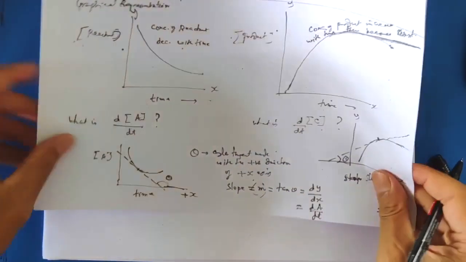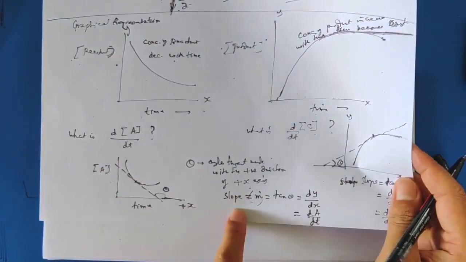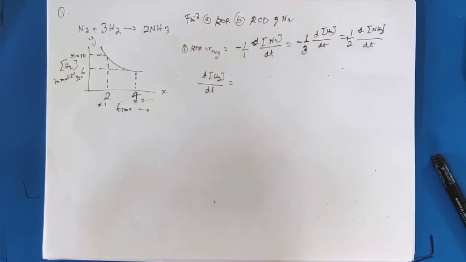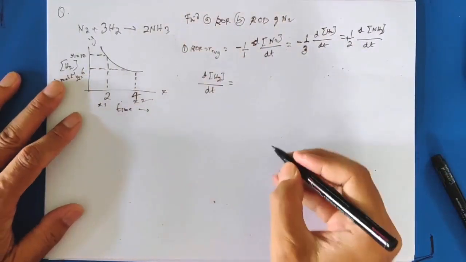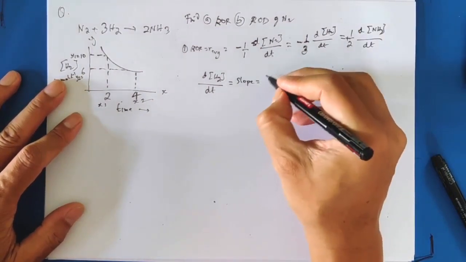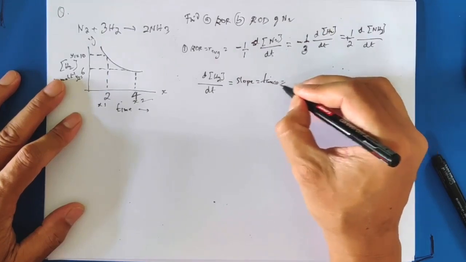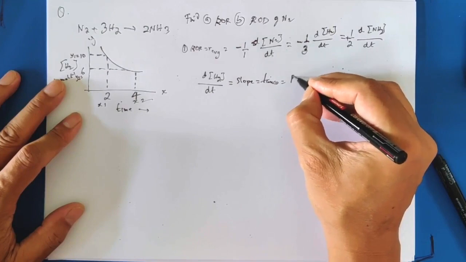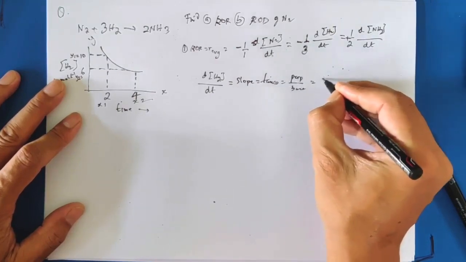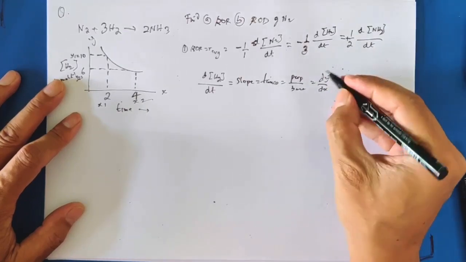These are all d by dt of A, d by dt of C, and so on. It's a slope, which is given by dy by dx. This is a slope. Slope is tan theta. Tan theta is perpendicular by base. Then I calculate dy by dx. So dy by dx is what?